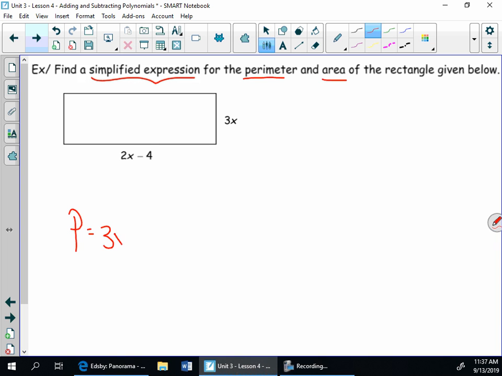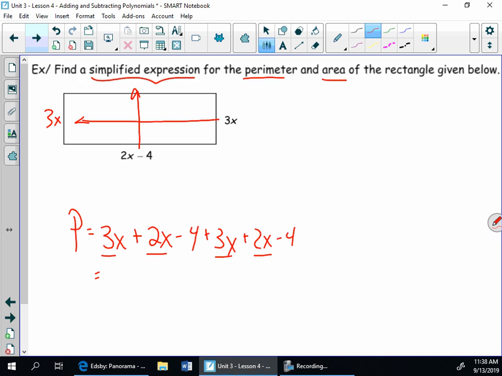So one of my sides is 3x. One of my sides is 2x minus 4. One of my other sides is 3x. One of my other sides is 2x minus 4. Put it all together. I've got 3x and a 2x and a 3x and a 2x. How many x's do we have? I think we have 10 x's. -4 and -4 makes -8. There's my expression for perimeter.